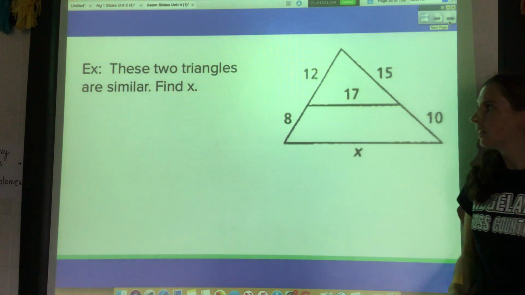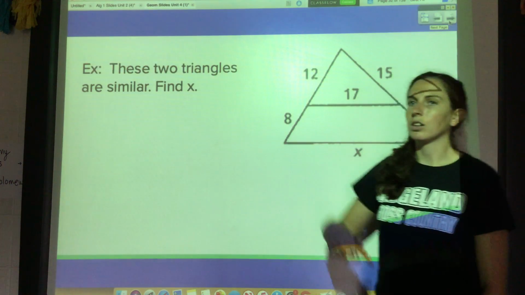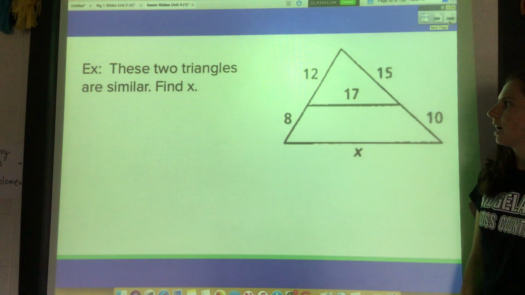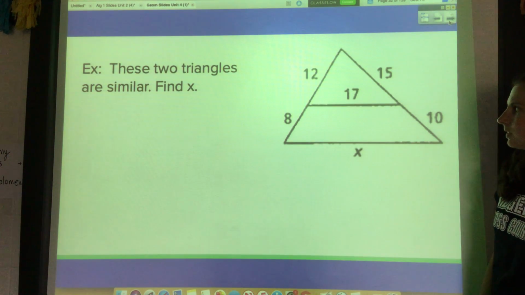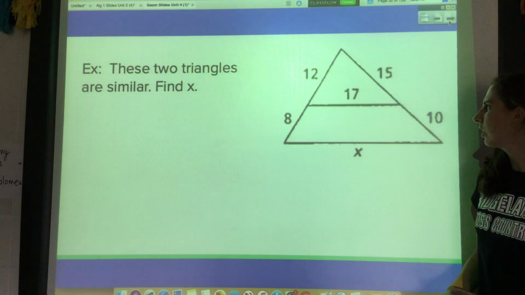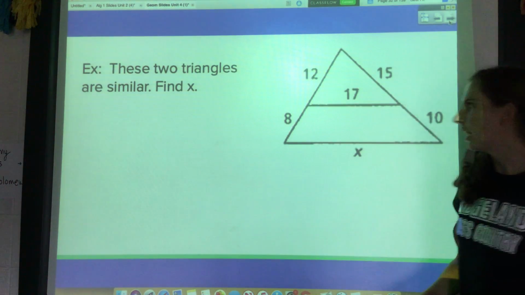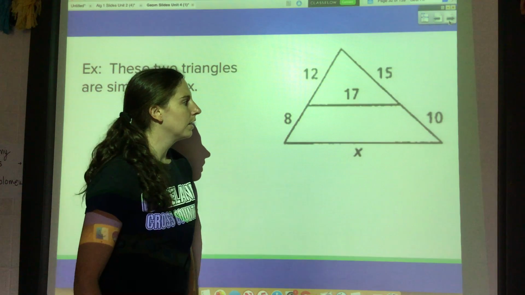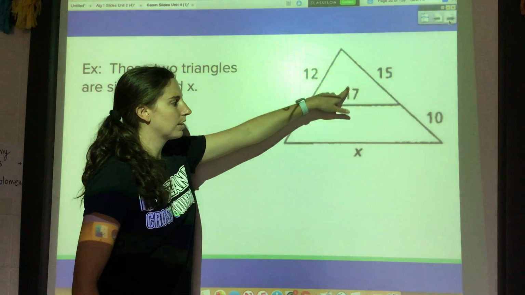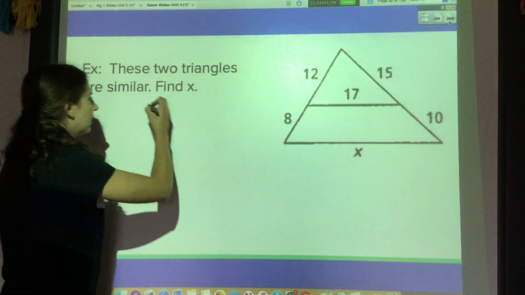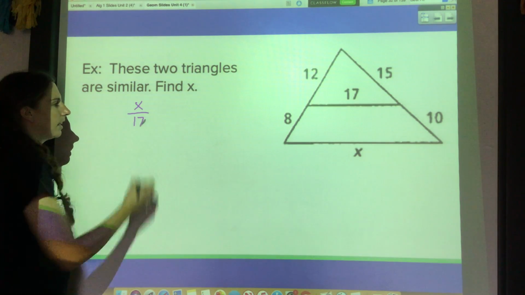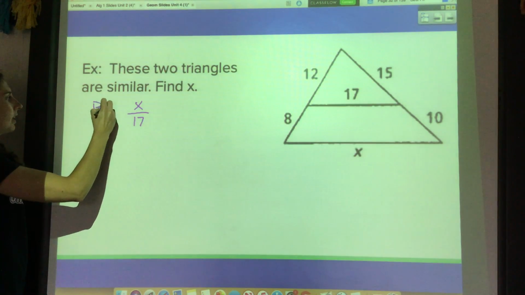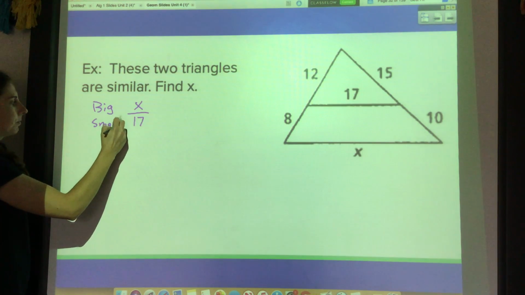Let's try another one. Again, it says these two triangles are similar. We've got the little triangle within the bigger triangle, and I want to find x. This one's going to be a little harder to figure out, so I'm going to set up a ratio. I know that 17 and x go together. You can do either x to 17 or 17 to x. It doesn't matter. I like to put the variable on top, so x to 17. But I need to keep in mind that I just went big to small. So this was big and this was the small triangle.